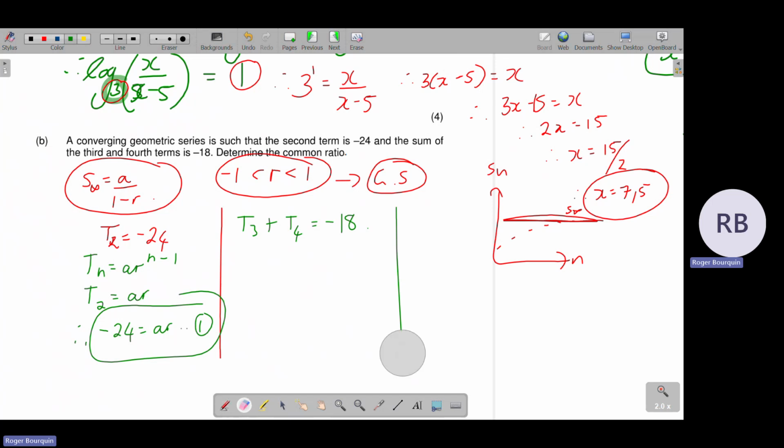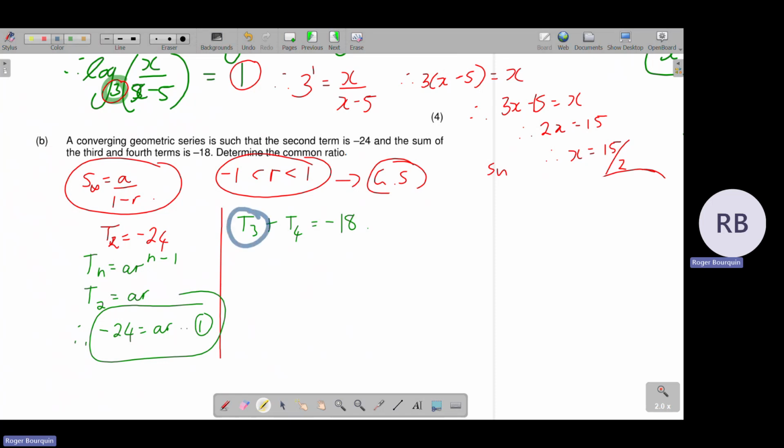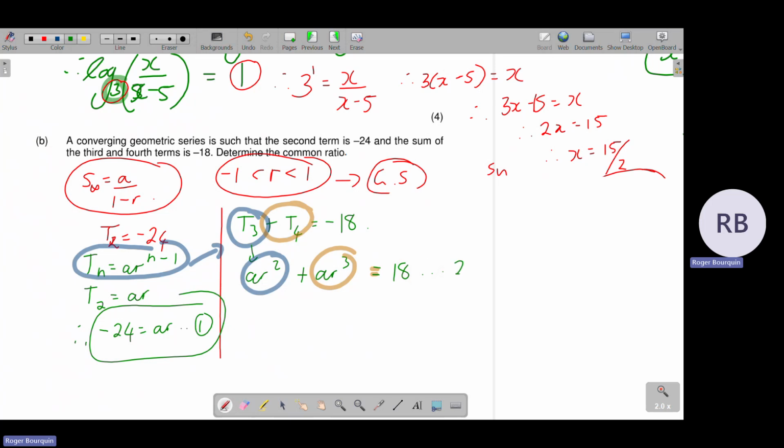Okay. Then they say to you, term 3 plus term 4 is equal to -18. Well, term 3, guys, term n is AR to the n minus 1, right? So term 3 is going to be what? AR to the 2, right? So AR squared, okay? And term 4 is going to be what? AR cubed. That's term 3 plus term 4, and that must be equal to -18. That's that equation over there, right?